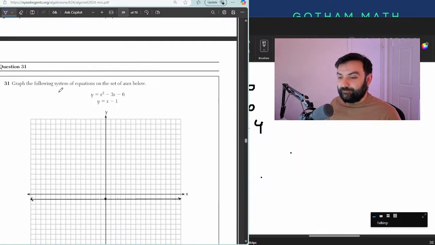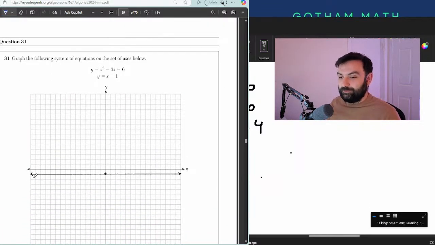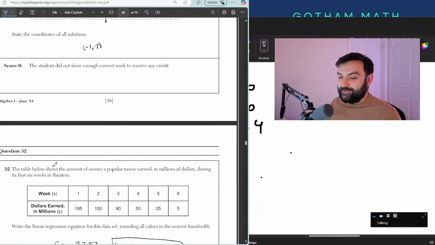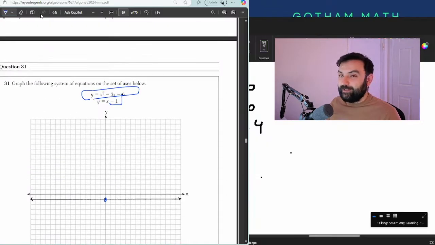Next one. Ooh. Oh, just a straight horizontal line and nothing else. This guy took a chance. Didn't work though. Graphed -1 correctly. It's here. But really, no slope, no nothing. No parabola at all. 0.